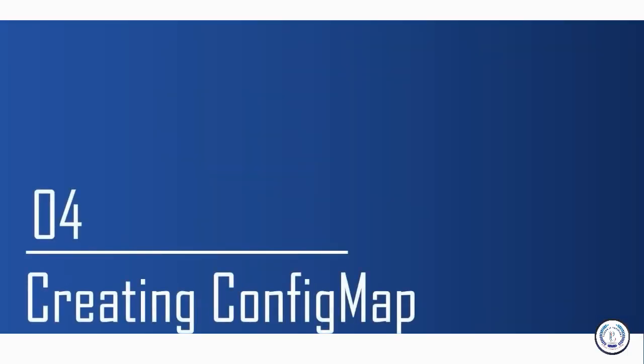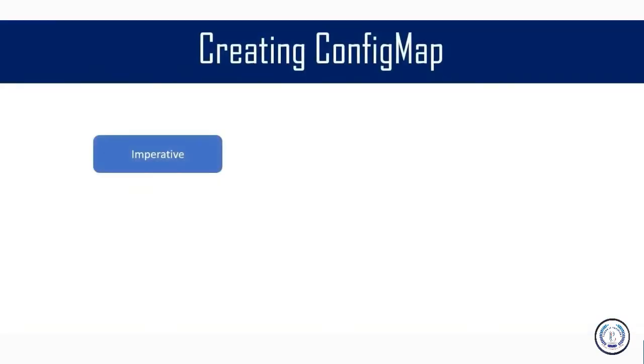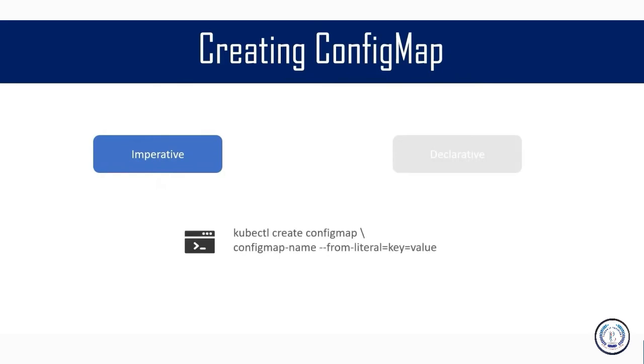Now, let's talk about how you can create config maps. Well, there are two ways you can create them. First is called the imperative approach and the other declarative. Let's look at imperative first. With the imperative approach, you can use the kubectl command followed by config map and the name of the config map and the key value pair with the literal parameter. The literal means that you are passing the key value directly during the creation process.